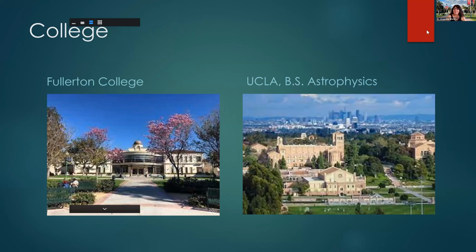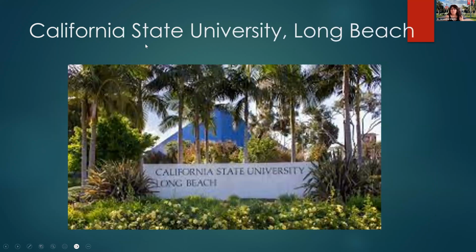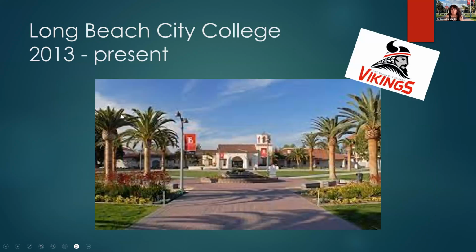And then I also went to community college. So I feel like I'm with my peeps here. Community college was like the best thing ever for me. It just provides those stepping stones to getting your degree. And then I transferred to UCLA. I got my bachelor's in astrophysics. And then I got my master's in math from Cal State Fullerton. And I got my PhD in math education from Florida State. And then I taught at Long Beach State for 10 years, and I've been here 10 years. This is my favorite school ever, though. It really is. Best job ever.